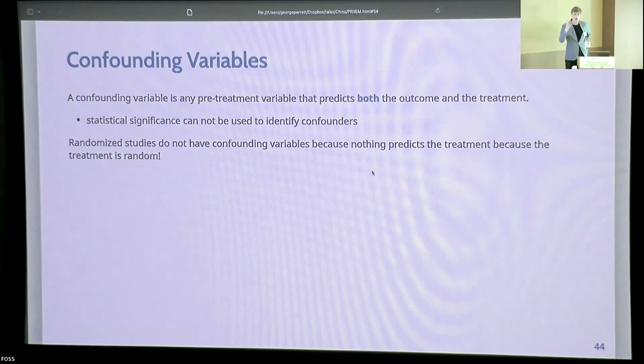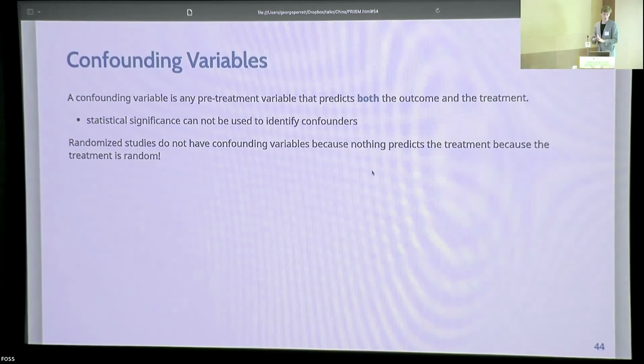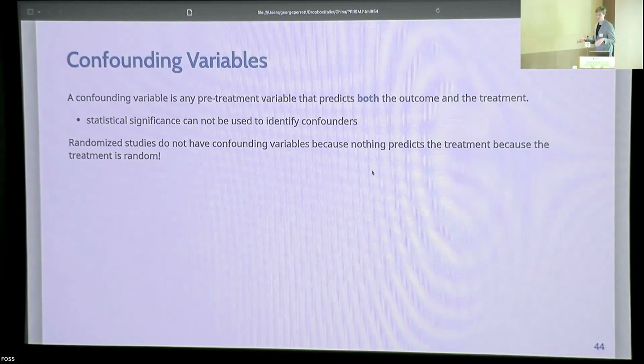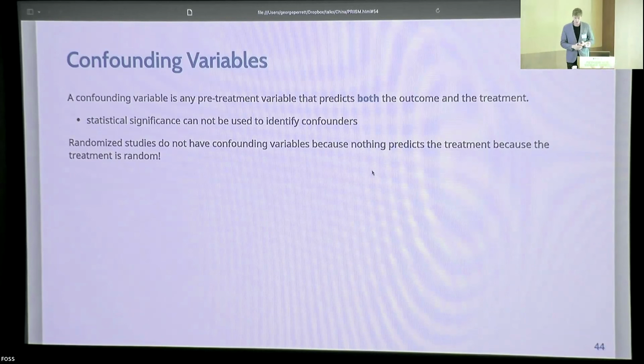Because of randomization, we couldn't have any confounders. And why is that? It's because nothing was related to the treatment. The definition of a confounder is any pretreatment variable that predicts both the outcome and the treatment. So when we randomize the treatment, we break the relationship between the treatment and every covariate that exists or could exist. We know that there's no relationship between heart rate, age, experience, and the treatment when we randomized it. When we don't randomize it, there could be a relationship. So if there's a relationship between the treatment and the outcome, it's a confounding variable, and they can create all sorts of challenges.